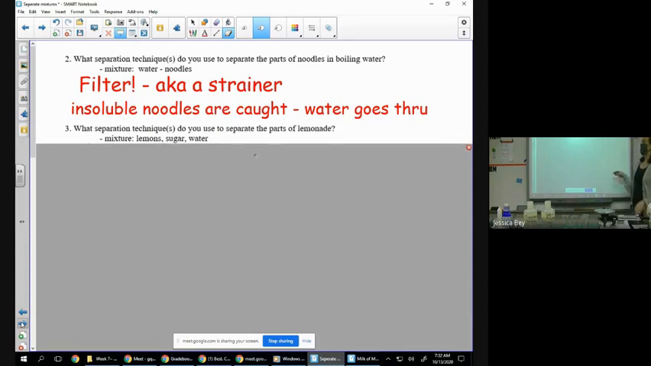Okay. What separation technique would you use to separate parts of lemonade? If you had lemon, sugar, and water, this might be a two-stepper. So you want to make sure that you know how to use the appropriate terms when you are doing these. And so I'm going to give a minute or two so you can try a few. Get some of this under your belt to make sure you're ready for the test. And if there are any questions like this on the test. So I'm going to give you a minute, take some attendance. You guys work on this.